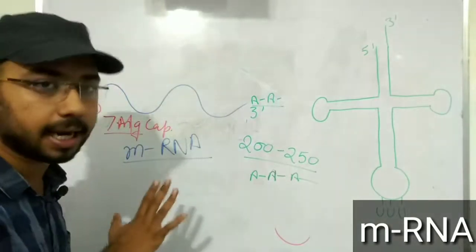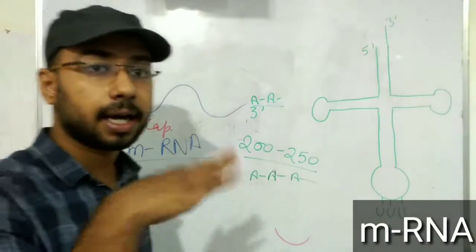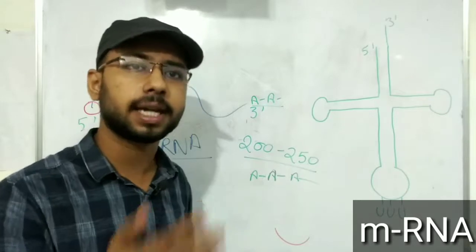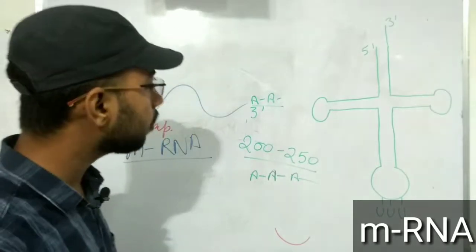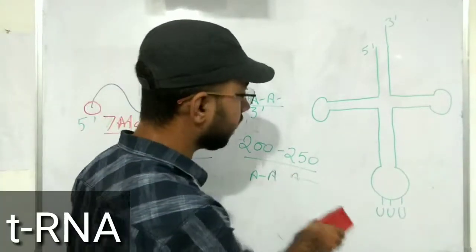These are the three RNAs that you have to connect with all of them so that you can recall them very easily. Now the third one, that is tRNA.